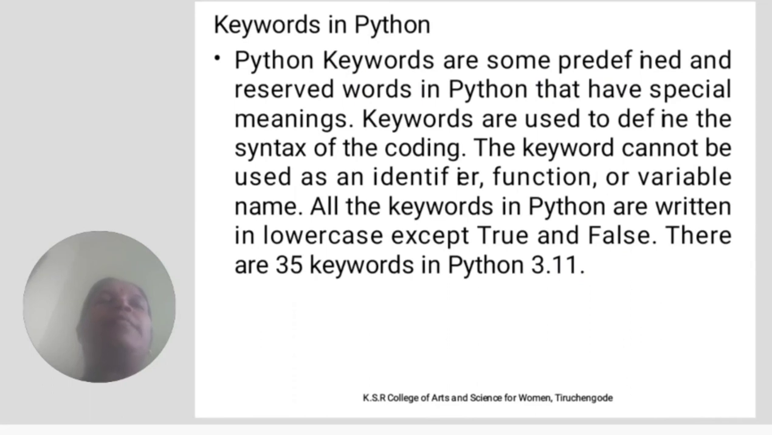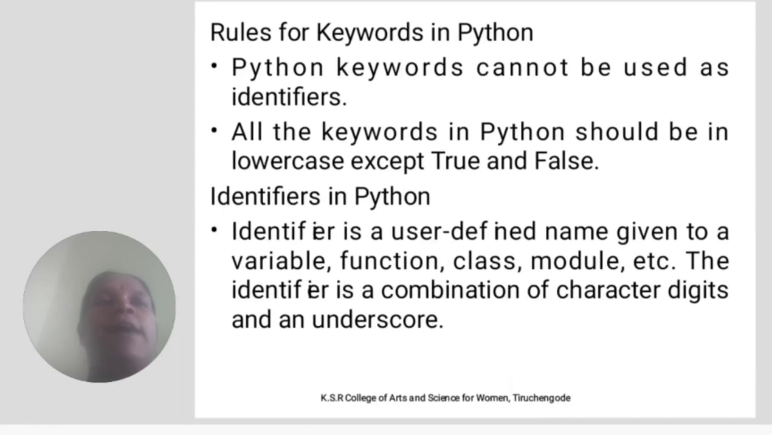Keywords in Python. Python keywords are some predefined and reserved words in Python that have a special meaning. Keywords are used to define the syntax of coding. The keywords cannot be used as an identifier, function or variable name. All the keywords in Python are written in lowercase except True and False. There are 35 keywords in Python 3.11. Example: for, loop, if, else, etc. Rules of keywords in Python. Python keywords cannot be used as identifiers. All the keywords in Python should be lowercase, except True or False.